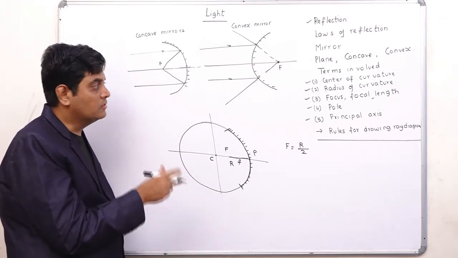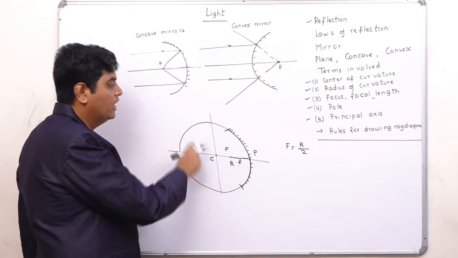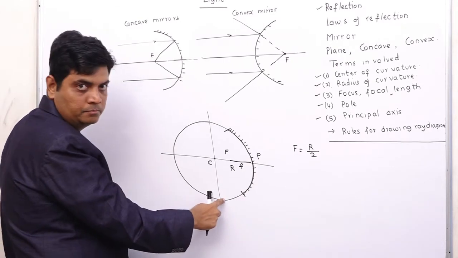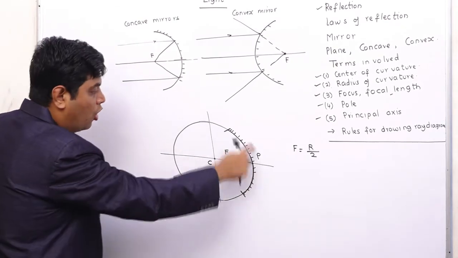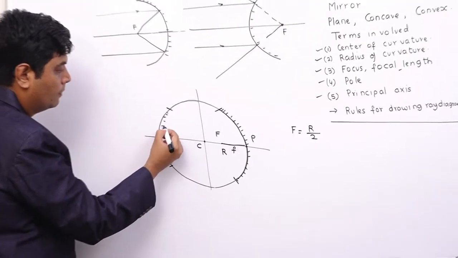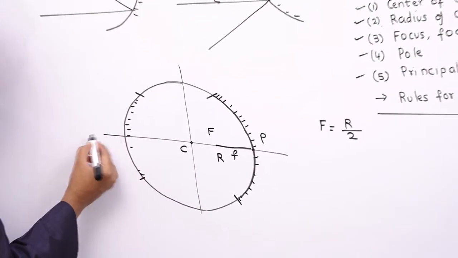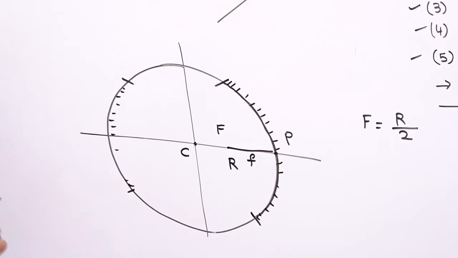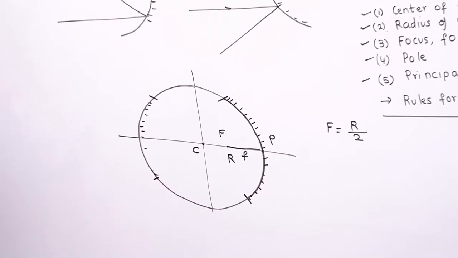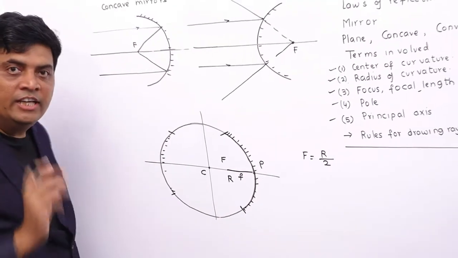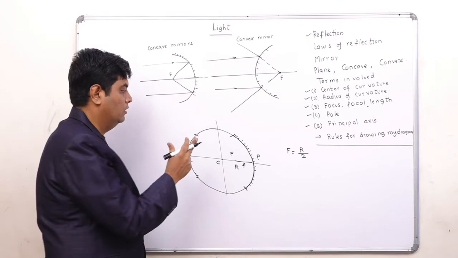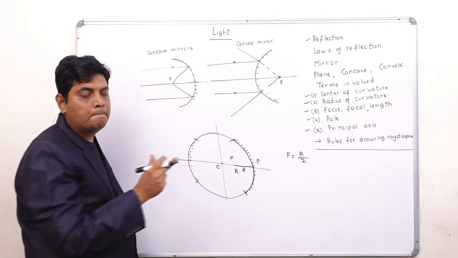What is center of curvature? The center of the sphere of which this mirror is a part. So also this is your concave mirror. You can have your convex mirror from here. Okay, so convex mirror you will have over here. The center of the sphere of which the mirrors are a part is known as center of curvature. Radius of curvature is the radius of the sphere of which the mirror is a part.